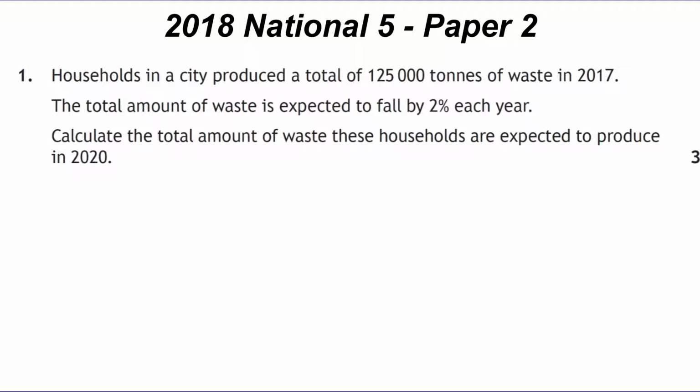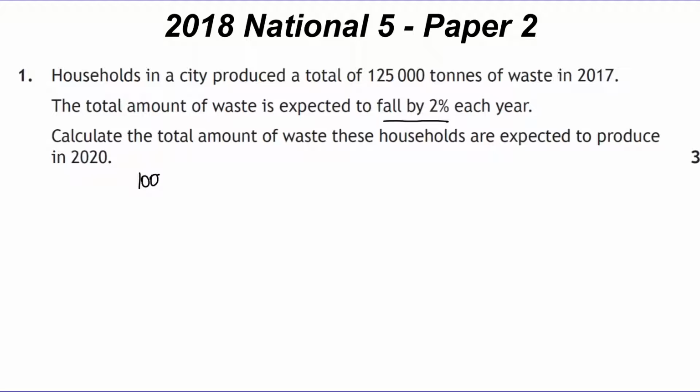It starts off with a little compound interest question. The households in the city produce a total of 125,000 tonnes of waste in 2017. The total amount of waste is expected to fall by 2%, so it's going down by 2% each year. Calculate the total amount of waste these households are expected to produce in 2020. So we're looking at a 3-year cycle there.